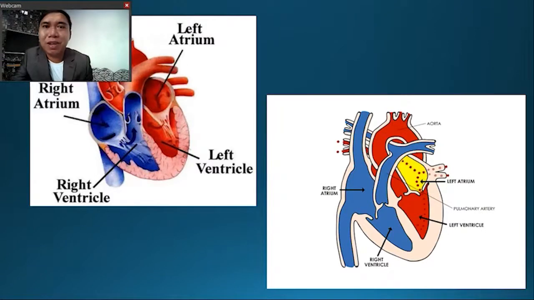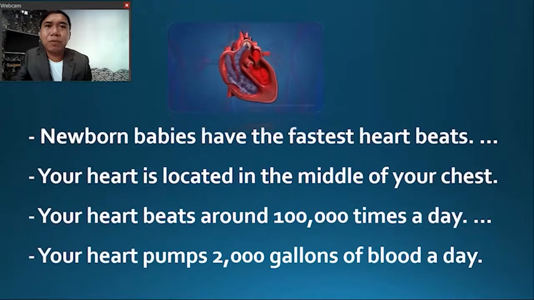Now, are you following our topic? I hope that all of you are following our topic. Did you know that newborn babies have the fastest heartbeat? Imagine that. Another trivia: did you know that our heart is located at the middle of your chest? This is the middle of our chest, and this is where the heart is located.